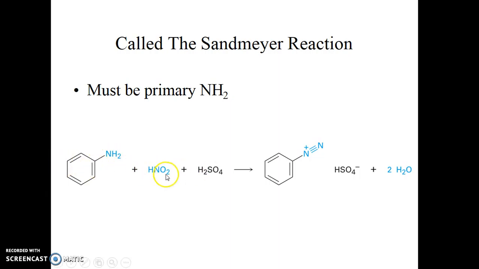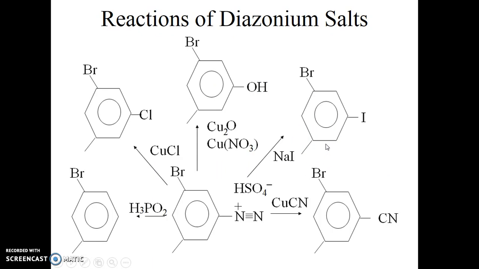We treat with nitrous acid and sulfuric acid, and then we get the diazonium salt. Treatment with our various nucleophiles, what we do is hydrogen substituting, chloride substituting, hydroxide substituting, iodide substituting, or a nitrile substituting from these things that provide a nucleophile.